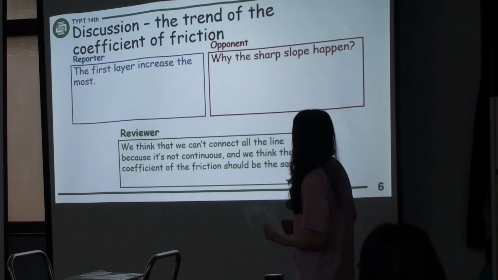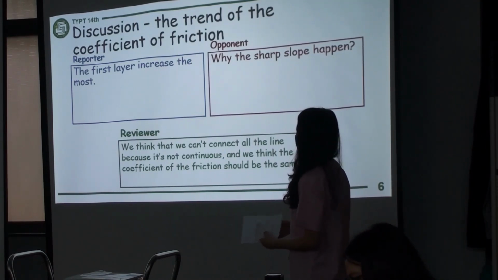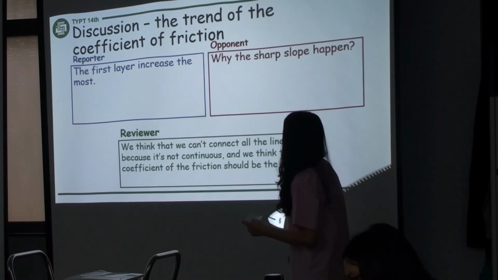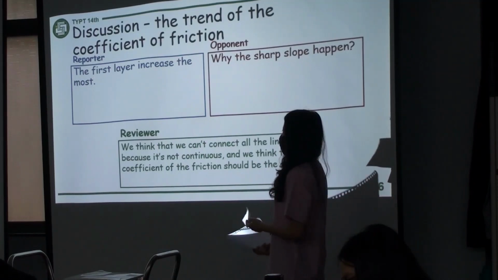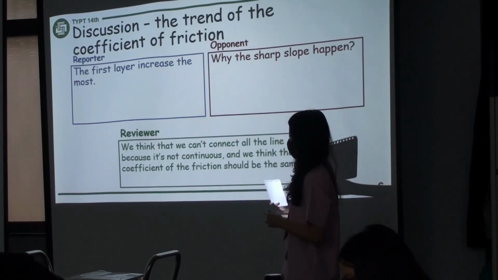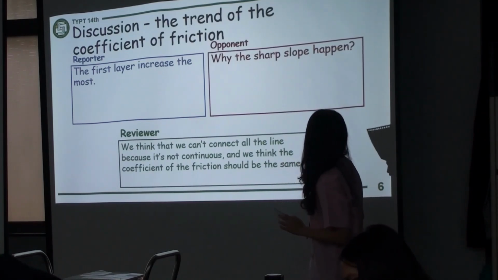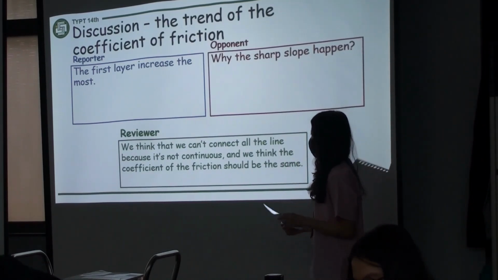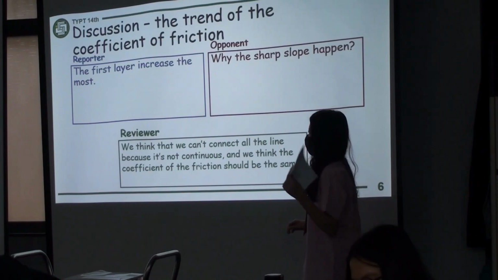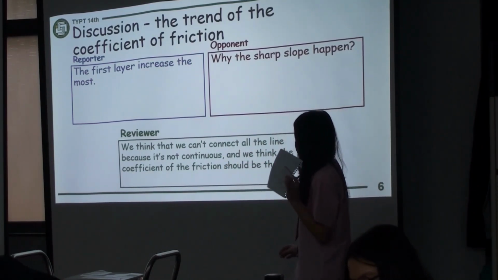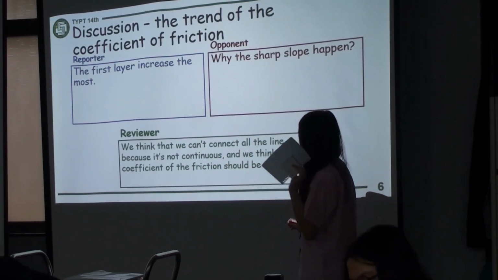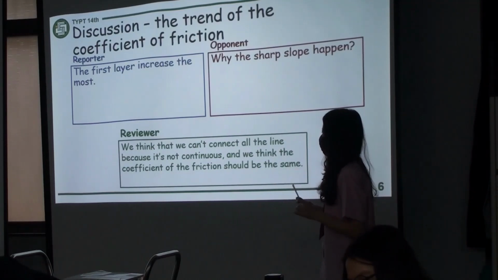We're going to discuss the trend of the coefficient of friction. The reporter says the first layer increased the most, and the opponent asked why the sharp slope happened. In our opinion, the trend line of the dots can't be connected into a line because it's not continuous.